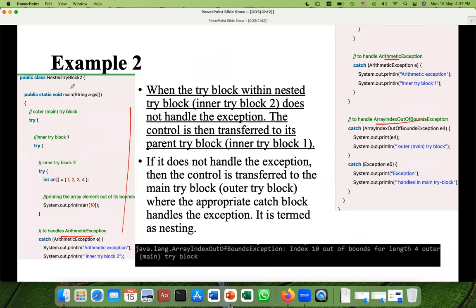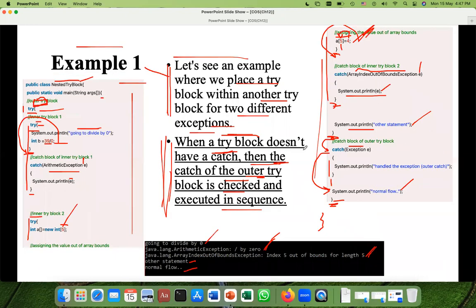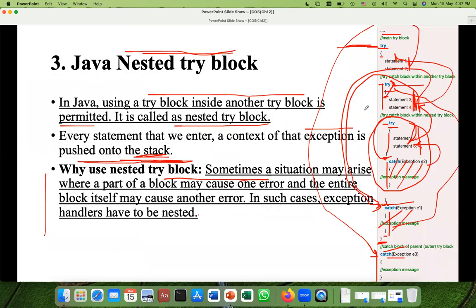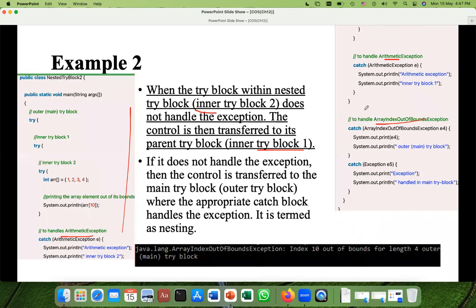So now example 2. And in this example, what is being said here? When the inner try block 2, within the nested try block, does not handle the exception, then what? The control is then transferred to the parent, to the outer try block. This is what we said here when I was explaining things here. So now we will look at this example.